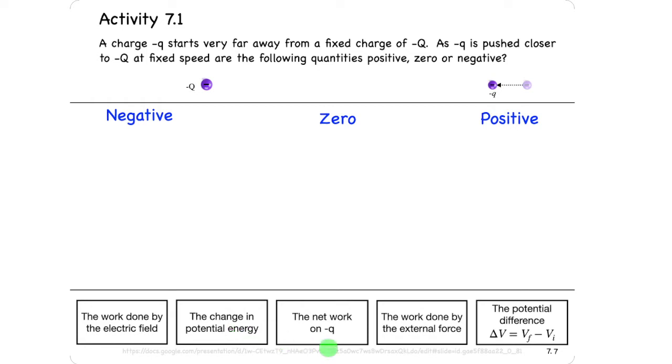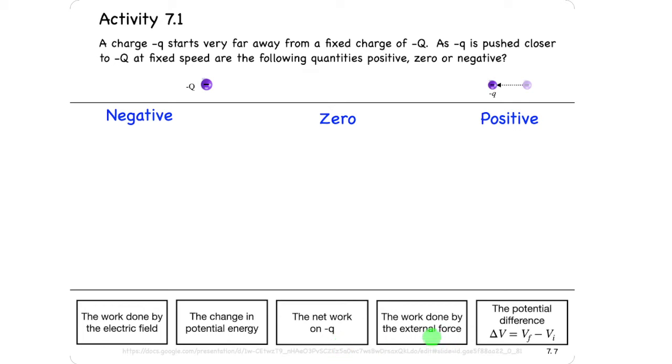How about the net work on minus Q, this charge up here? The net work, or the total work. Would it be 0? It would be 0. Why do you say 0? Because the work done by capital Q will balance out with the work done on lowercase q. Yeah. Okay, so if we're pushing it at constant speed, we're applying a force to the left that's equal and opposite the electric force pointing to the right. Otherwise, there'd be an acceleration. And so one does positive work, one does the exact same amount of negative work, so the total work is 0.